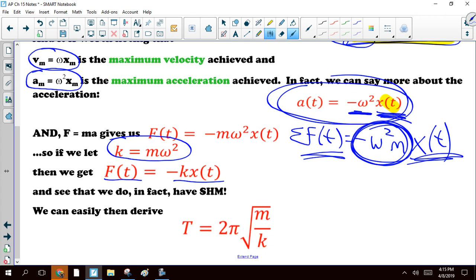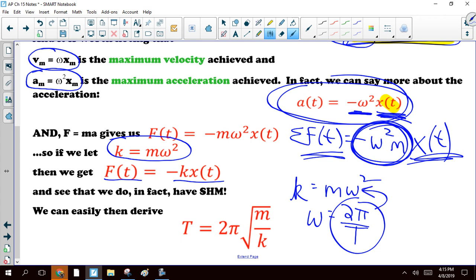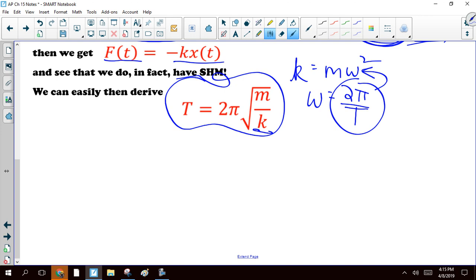And then you can do some quick algebra to derive this period equation, which is going to become important. So let's make sure you understand where we got that. Look, k is m omega squared. But remember, omega is 2 pi over T. So if you substitute this in here and then solve for period, it gives you this. So if you're given your spring constant, your simple harmonic constant k, and the mass of the thing that's oscillating, you can always find the period by using this.